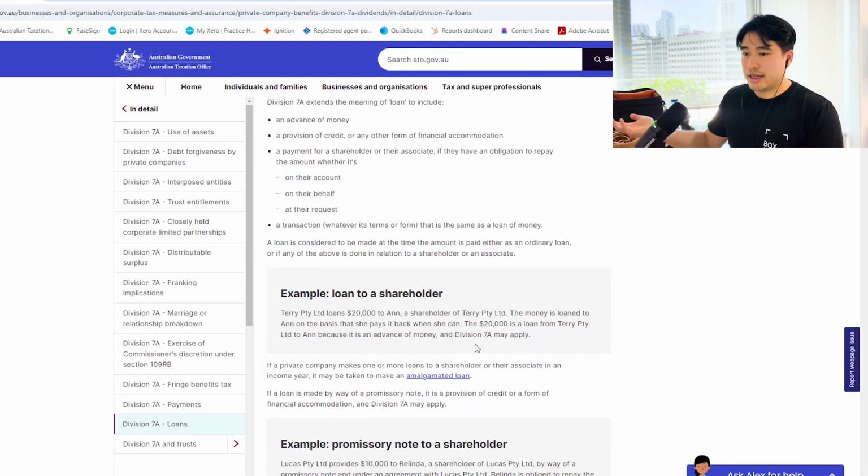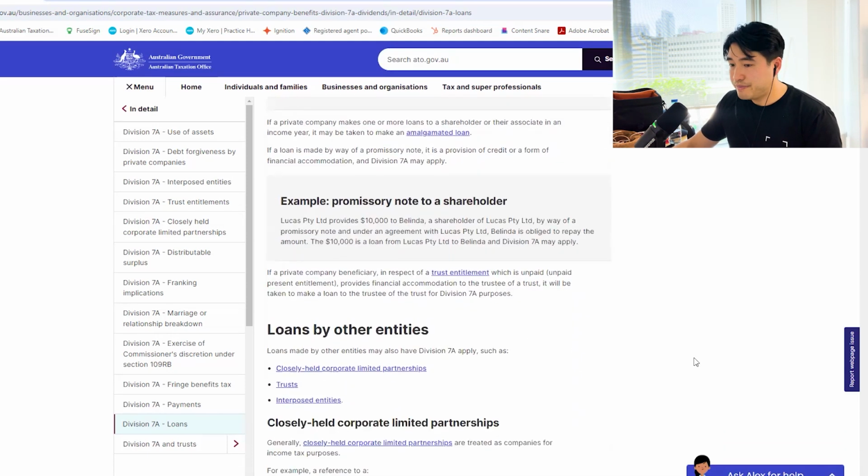So what the heck does Division 7A mean? What it means is basically the ATO is saying, let me just unshare my screen, that if you have this loan and you don't do anything about it, you don't have a loan agreement in place, you don't have a commercial loan arrangement with the company, then they don't actually think that it's a loan.